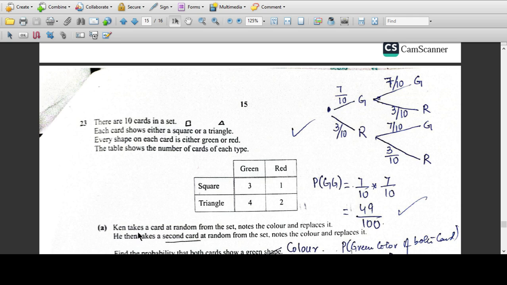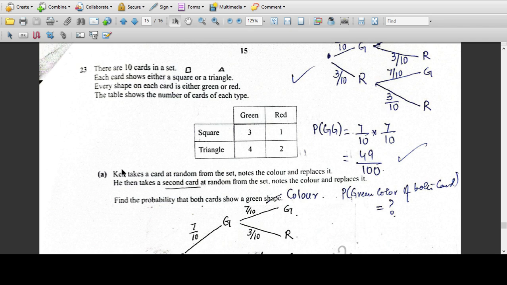Now Ken takes a card at random from the set, notes the color and replaces it. He then takes a second card at random from the set, notes the color and replaces it. Now find the probability that both cards show a green shape, meaning green color. Basically this word shape is confusing, so it should be color.